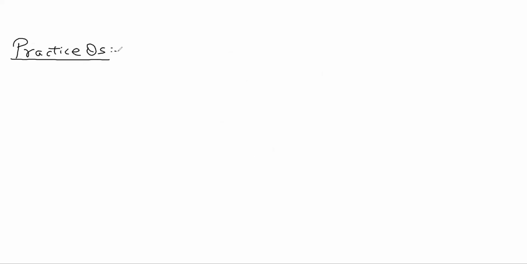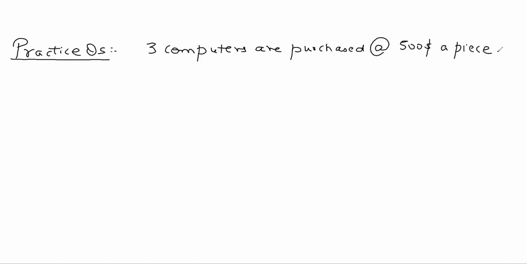If you can see in the lecture note also, there is an example given. A computer store has purchased 3 types of computers at $500 a piece. Okay, so 3 computers are purchased at the rate of $500 a piece. And they are sold for $1,000 a piece.